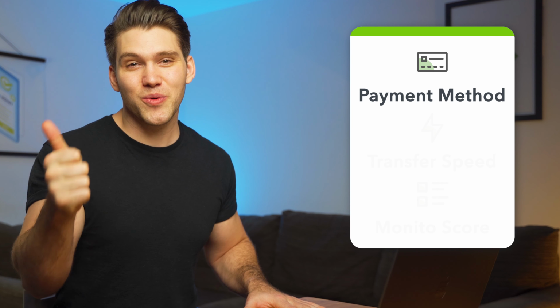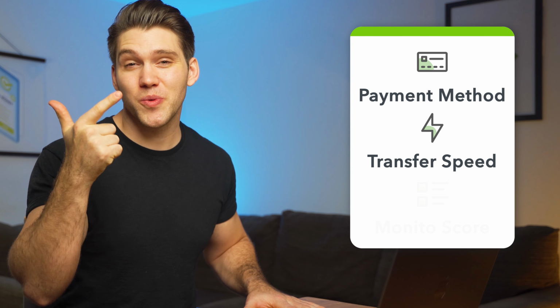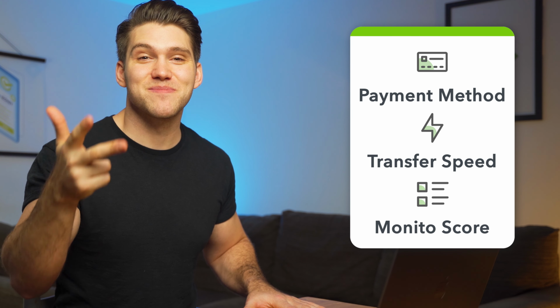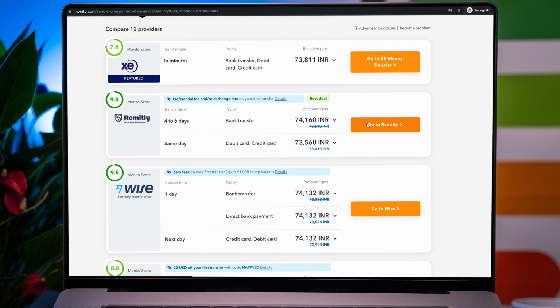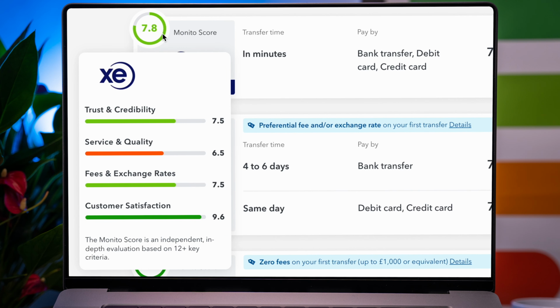Before we select one of these providers, we have to consider 3 things. How do we want to pay for the transfer? How fast do we want it to arrive? And the provider's Monito score. You see, the Monito score is a number that's visible by the company's logo. And it's basically a number out of 10 that ranks money transfer companies based on various factors, including their fees, customer satisfaction, and the quality of their service. So you can use it to help you decide which provider you want to choose to send your money.